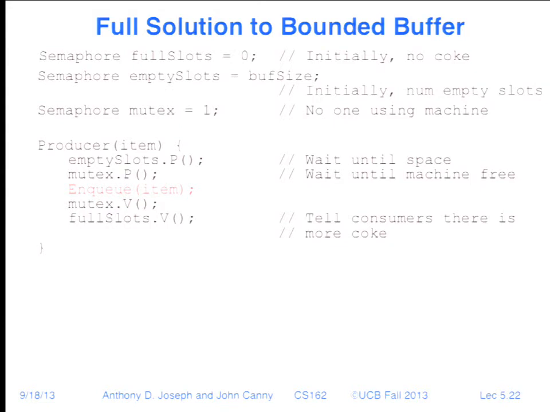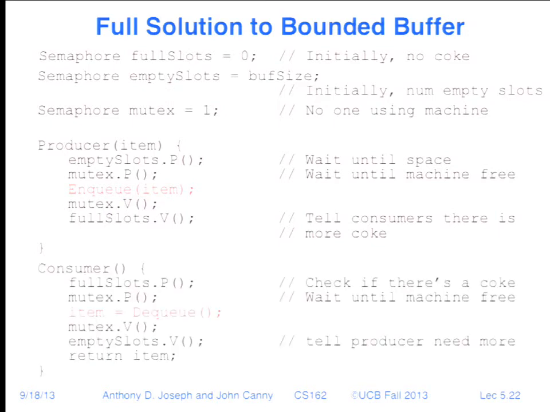The last thing it has to do then is increment the count of full slots, because we've just added, in effect, a new coke to the machine. All right, so on the other side, the consumer, first of all, tests if there's any cokes in the machine. So that only fails if full slots is zero. And if it is zero, it will block, and wait until there's a coke.